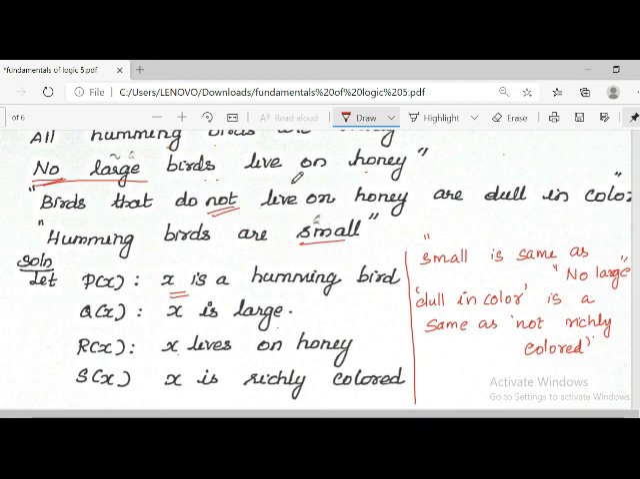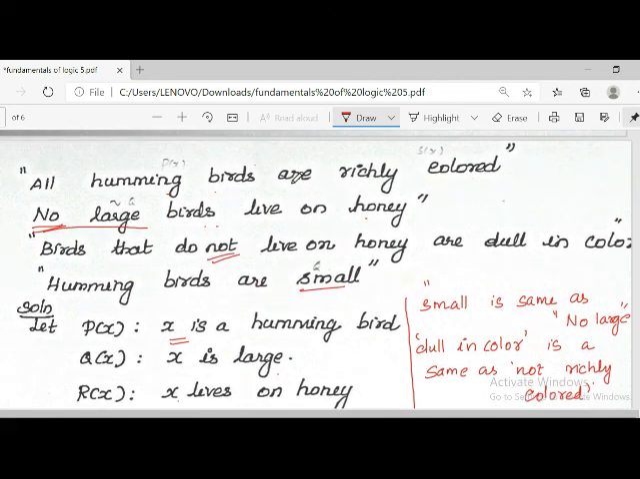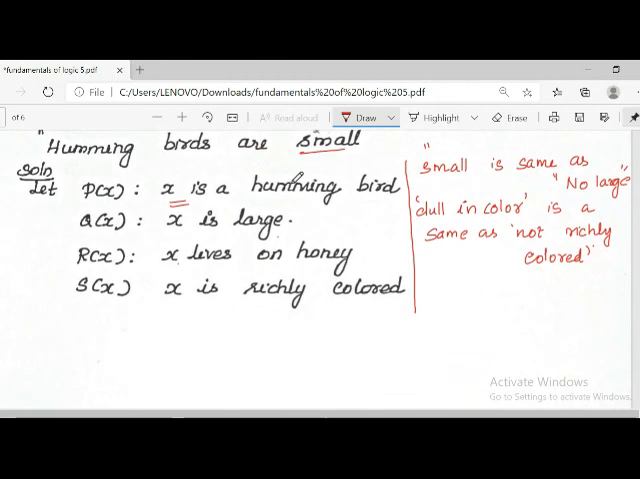So when we take the statements, what are the arguments we can say? The first condition is very easy. All hummingbirds are richly colored. So you can write the first statement as for all x, P of x implies, richly colored is taken as S of x, so implies S of x. The first is easier.